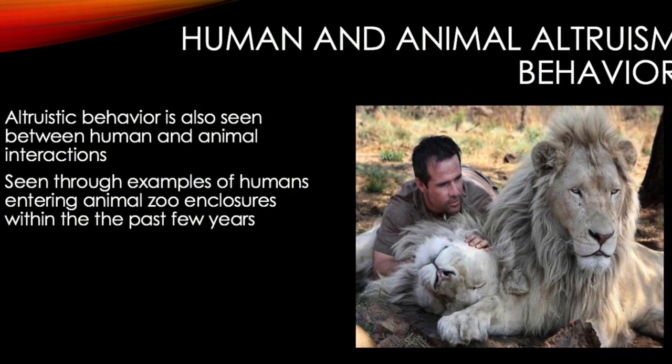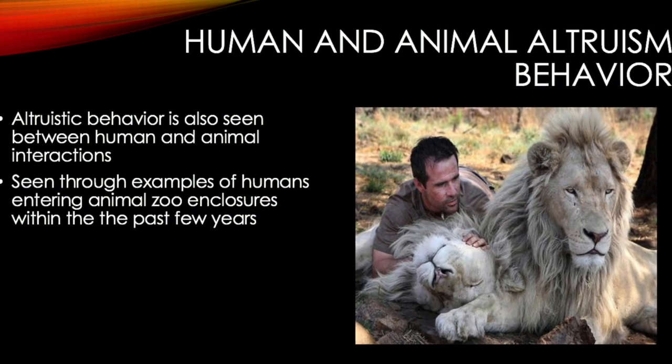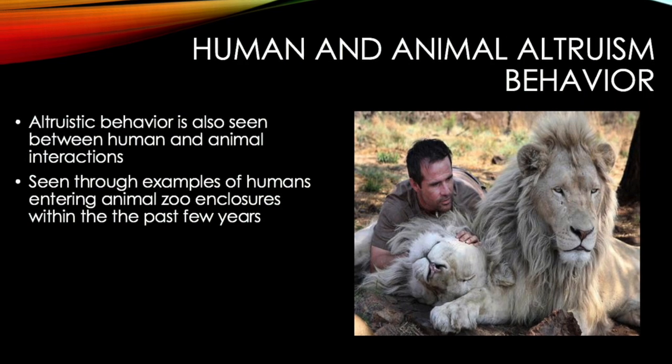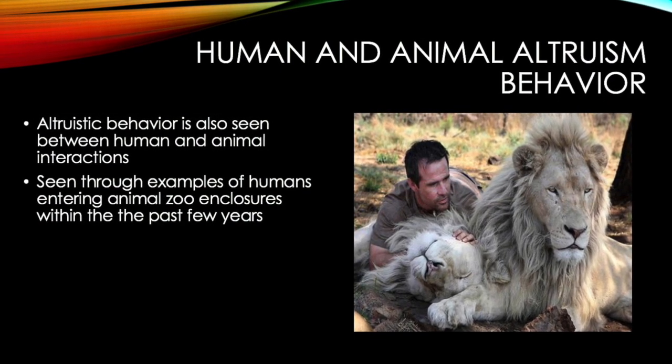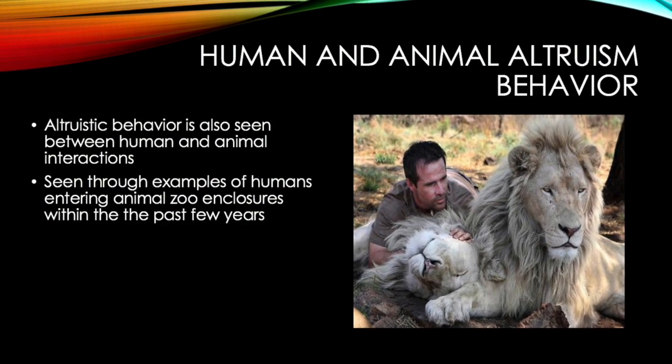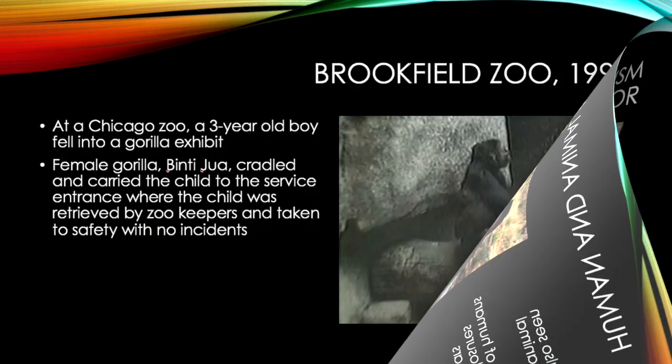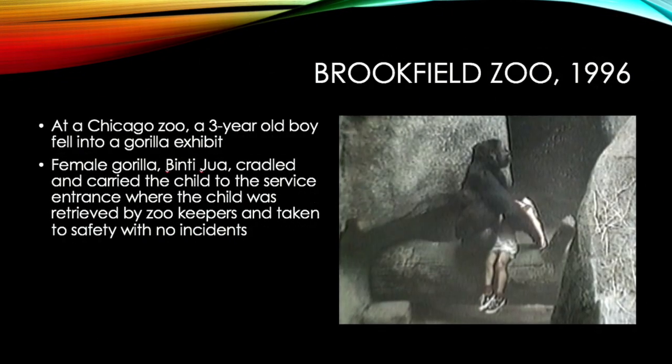As well as in between different species of animals, altruistic behavior is also present within human and animal interactions. This has clearly been displayed over the years through terrifying incidents of humans entering, accidentally or purposefully, animal zoo enclosures. One example is that of Brookfield Zoo.